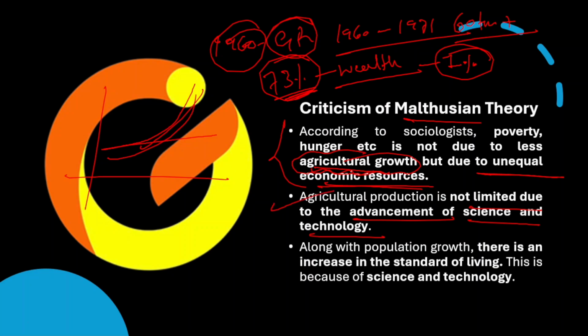So one more criticism. And third one, along with population growth, there is an increase in the standard of living. This is because of science and technology. If science and technology is there, people are well aware of it. As the country moves from a developing to a developed nation, science and technology develops. As science and technology develops, the standard of living of the people will also develop.